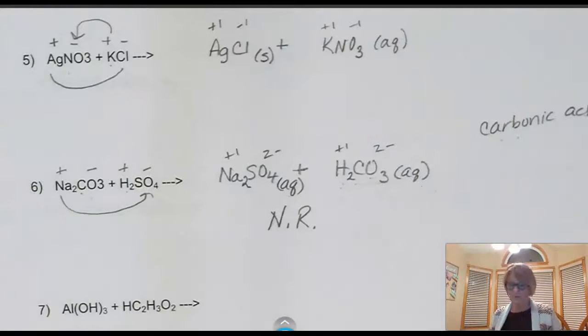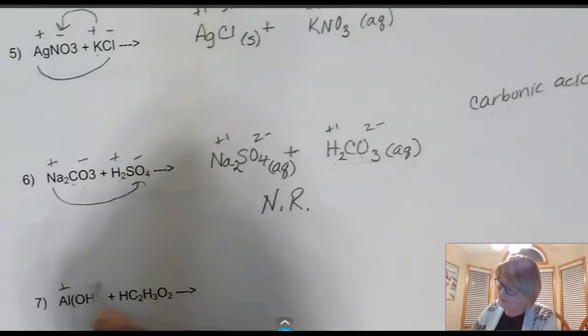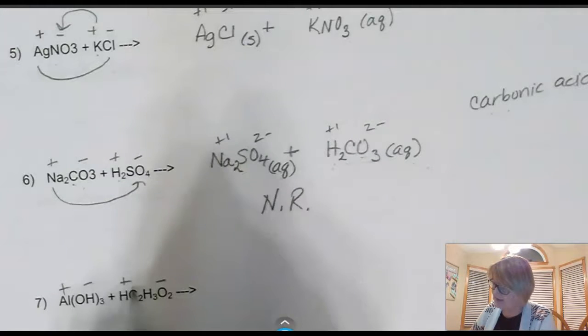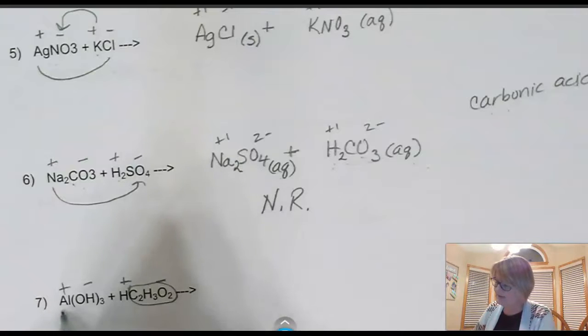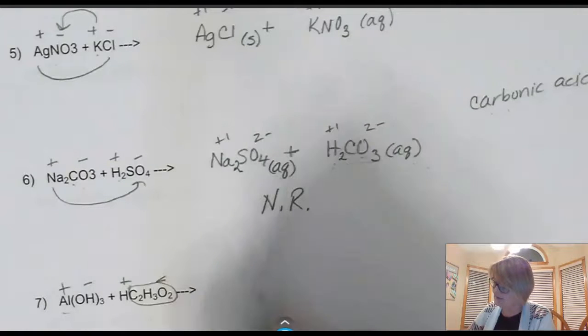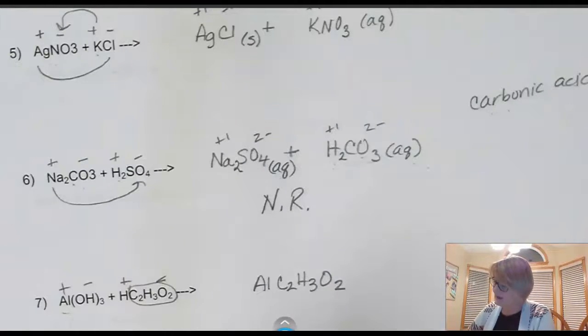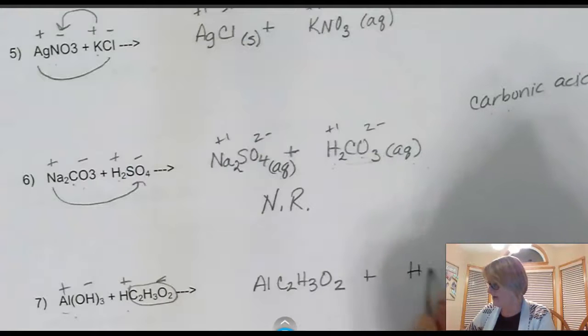Okay, I'm going to do one more. So aluminum hydroxide, hydrogen, and your acetate. Okay, so your acetate is this piece here. So again, the positive is going to attach to the negative acetate. So this is going to be aluminum acetate. And then I have my hydrogen with my OH. We know this is a liquid.